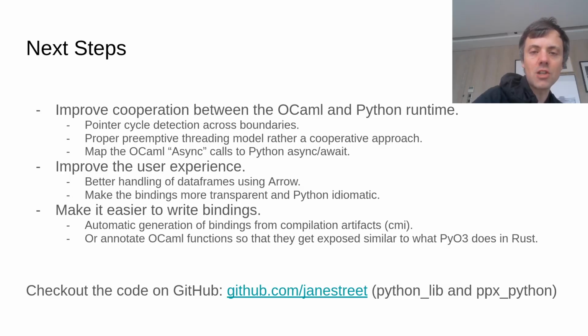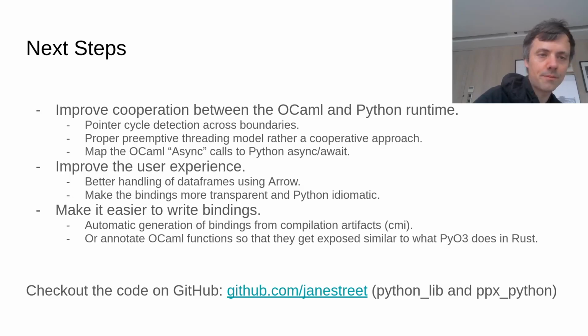We would also like to improve the user experience. For example, our users tend to rely a lot on Pandas data frames, and using a library like Arrow would make it nicer to exchange data between the two different sides in this format. It would even be possible not to have to copy the data around each time. We would also like to make the bindings more Python idiomatic and more transparent, so that nothing lets the Python runtime know that they're actually not real Python functions.